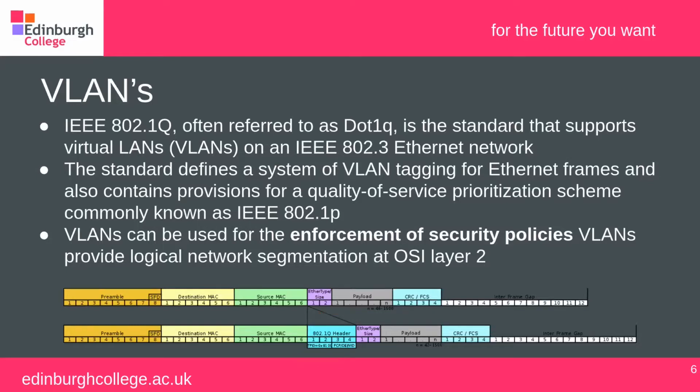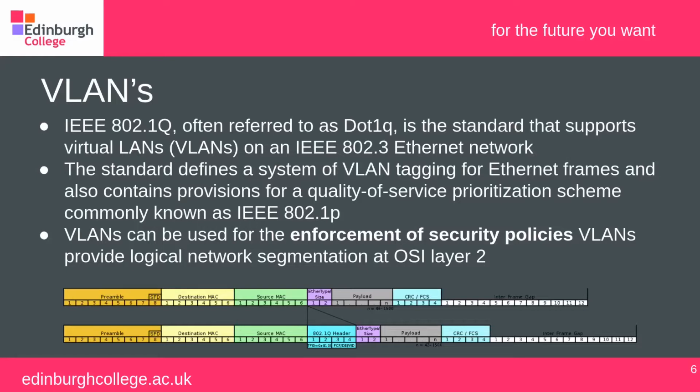So we can use VLANs to logically segregate or segment networks at layer 2, and we can also use VLANs for enforcement of security policies. For example, it might be sensible to have a department called finance or a department called management on their own VLAN. And although this doesn't provide any encryption, it does provide a separation logically at layer 2 for security.